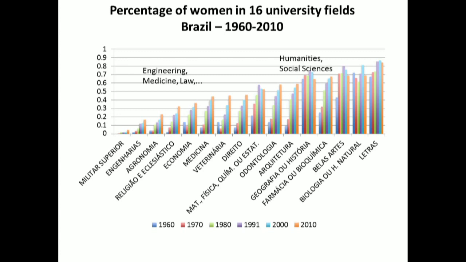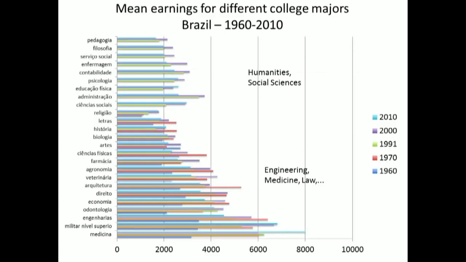And here we have the mean earnings in each one of these careers. And again, you see, it is in humanities and social sciences where women are entering, and most black and brown people are entering in these careers here. They are entering careers that have smaller salaries as a reward, and men continue to enter more in careers which have higher salaries and things like that.